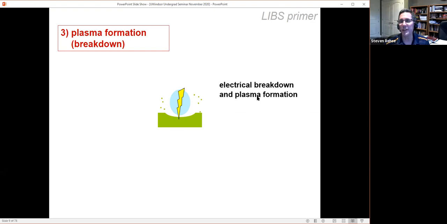And that lightning channel is a plasma. So what a lightning bolt looks like is very, very similar to our laser-induced plasmas, or also to what the spark in a spark plug looks like, same thing.